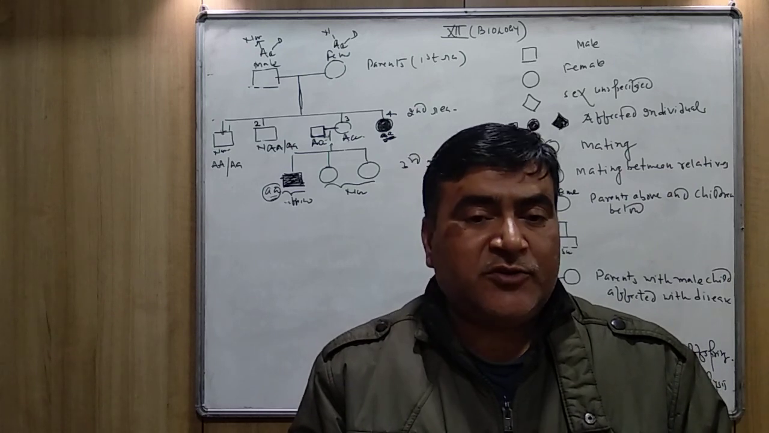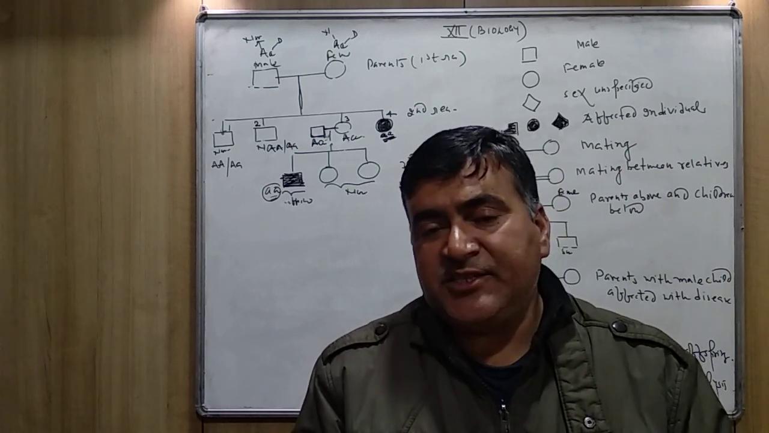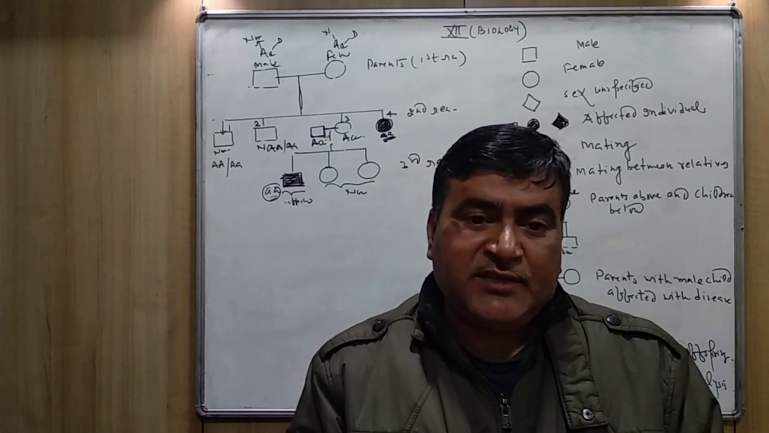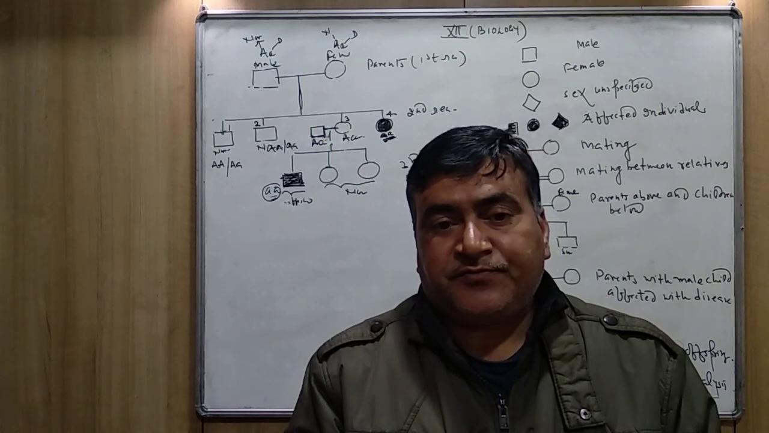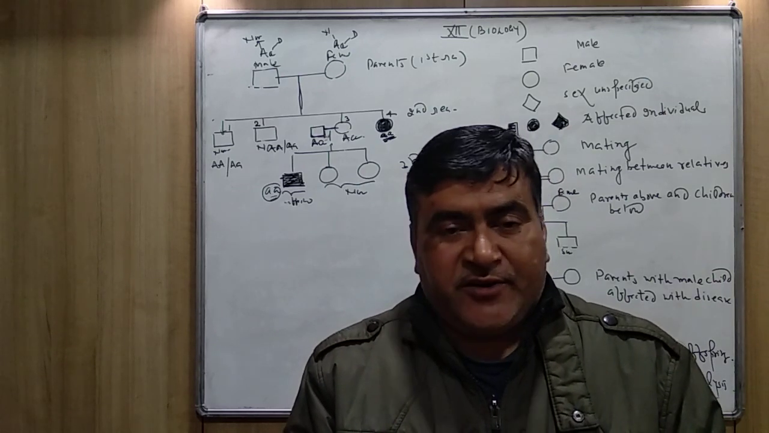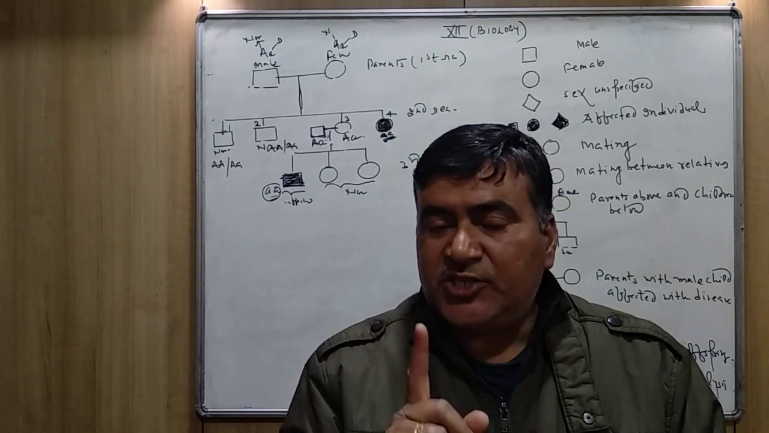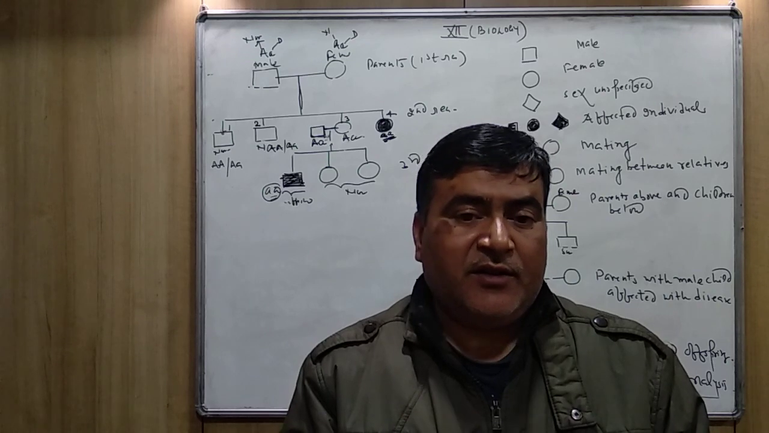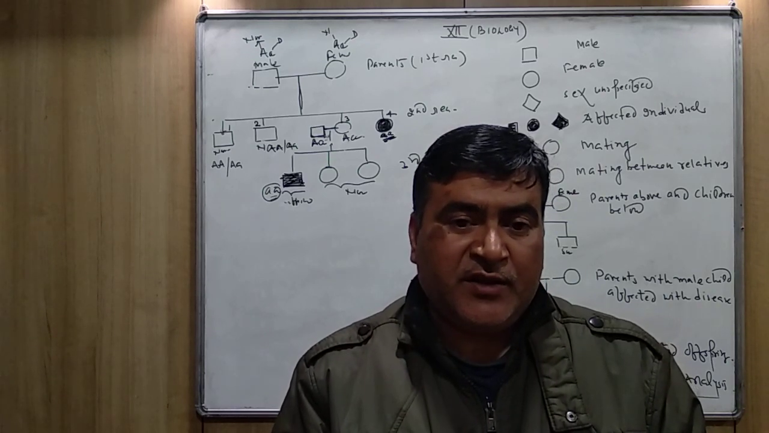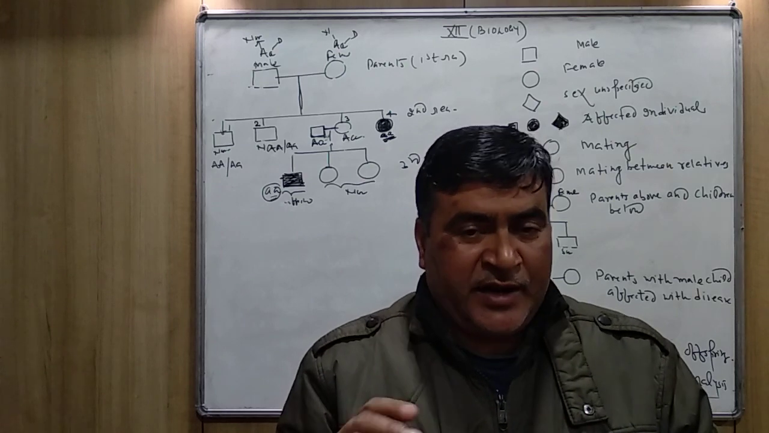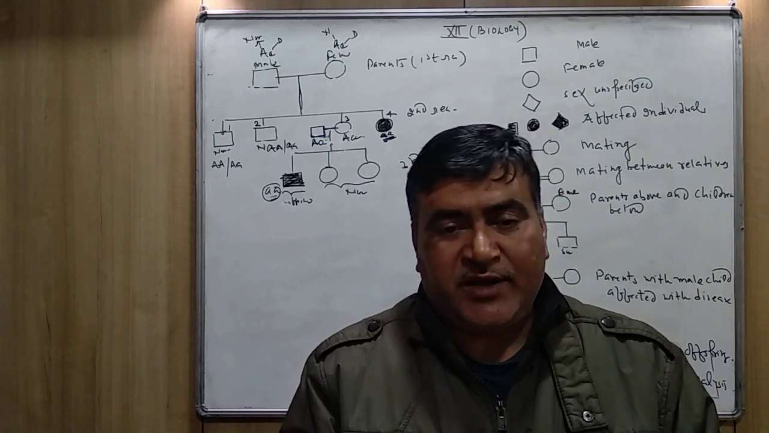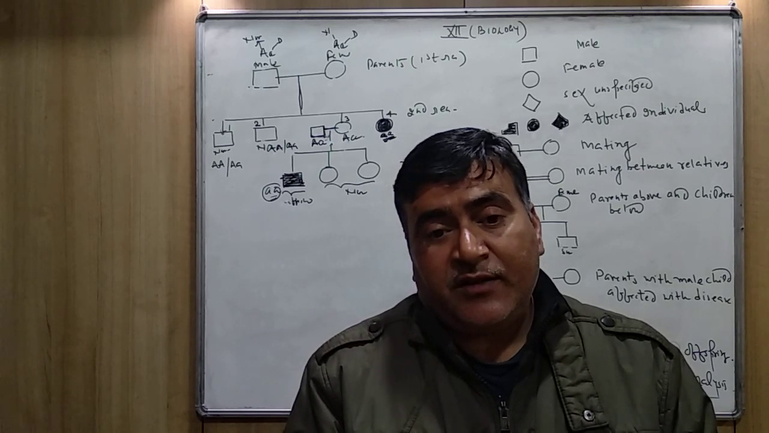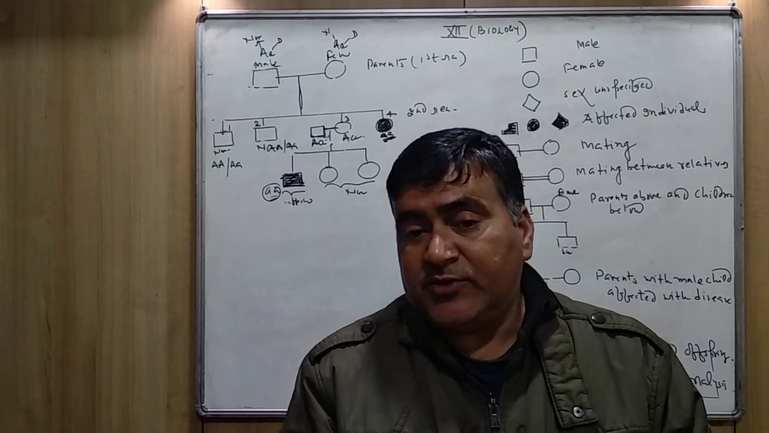But the chromosomal disorders, we can't study through pedigree analysis. The pedigree analysis is not applicable for the chromosomal disorders. You can't make the pedigree, this family tree, for Down syndrome, Klinefelter syndrome, Turner syndrome. Now there is a question: how will you get to know that someone is suffering from a chromosomal disorder?